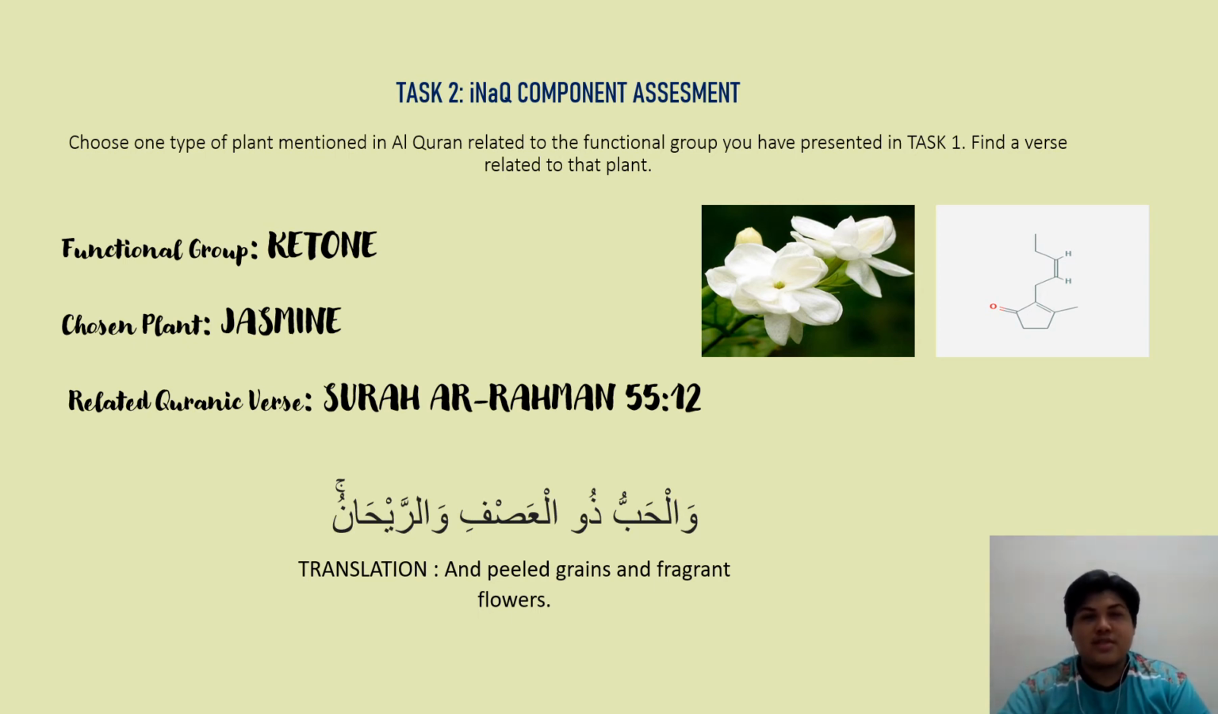For task 2, the question is you need to choose one type of plant that has been mentioned in Al-Quran and related to the functional group that has been presented in task 1. So, for this task, we choose jasmine as our plant. It is because the jasmine functional group is ketone. The related Quranic verse is from Surah Ar-Rahman, chapter 55, verse number 12.